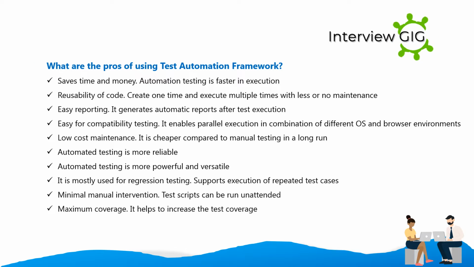What are the pros of using a test automation framework? Saves time and money. Automation testing is faster in execution. Reusability of code. Create once and execute multiple times with little or no maintenance. Easy reporting. It generates automatic reports after test execution. Easy compatibility testing. It enables parallel execution in combination with different OS and browser environments. Low-cost maintenance. It is cheaper compared to manual testing in the long run.